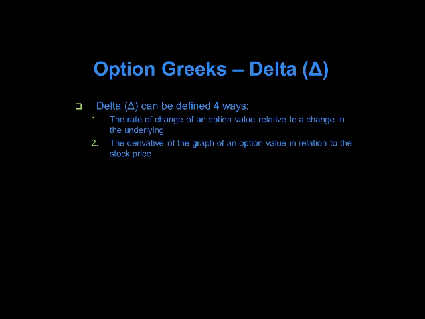Also, another way, and this is a mathematical way, it's the derivative of the graph of an option value in relation to the stock price. Well, that's a mouthful, but that's used more from a gamma perspective, and we'll talk about that in a minute. The third way, which is a really important way, is the equivalent of the underlying shares represented by an option position. It's a hedge ratio.